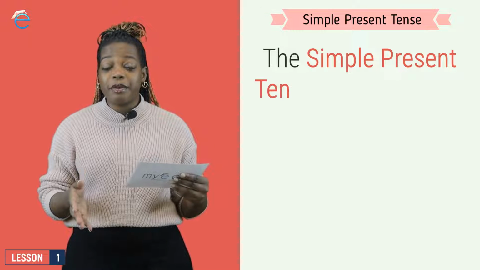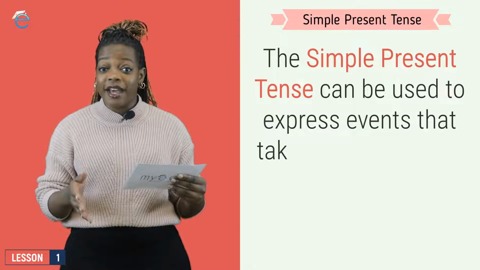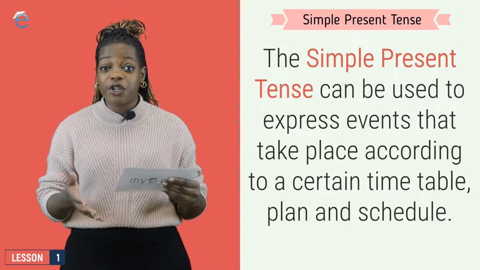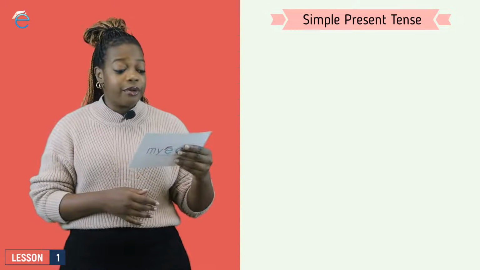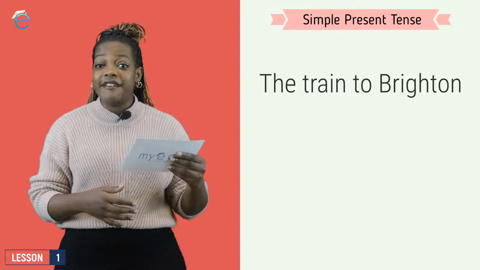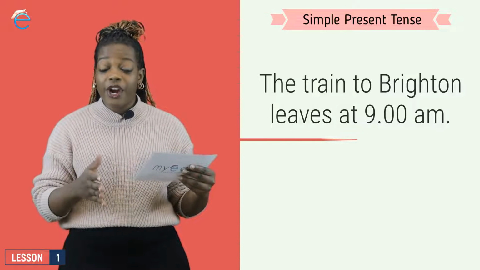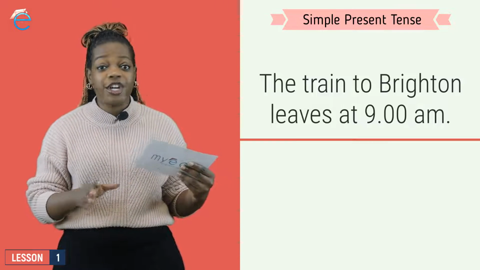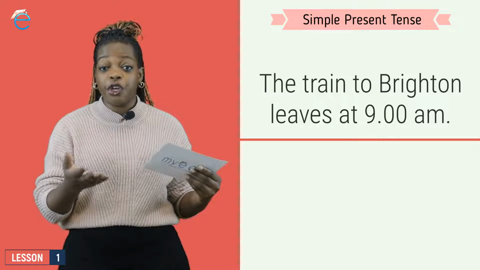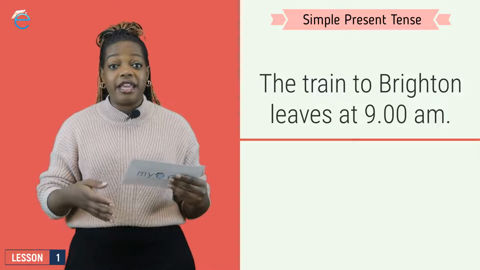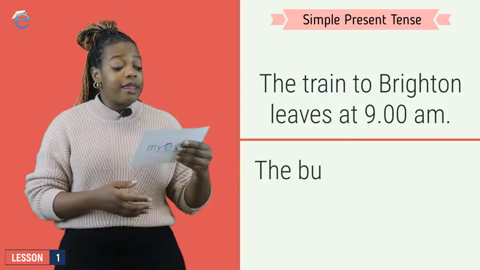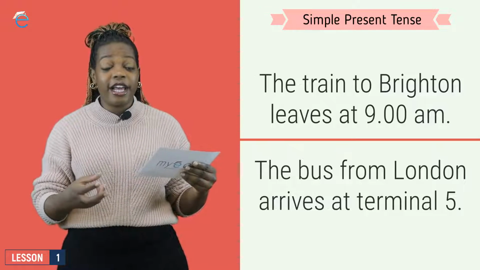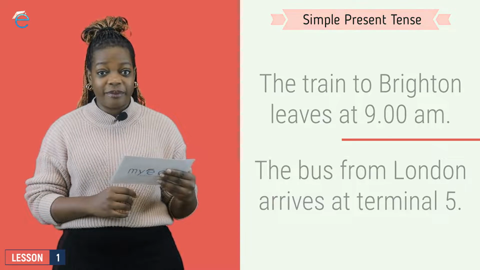We also use the simple present tense when talking about events that take place according to a specific timetable, schedule, or plan. For example, the train to Brighton leaves at 9 a.m. The train is a set plan on a set timetable. This means it doesn't change according to what I want or you want. It is made by the train station. The bus from London arrives at Terminal 5. Again, this is scheduled, planned information.